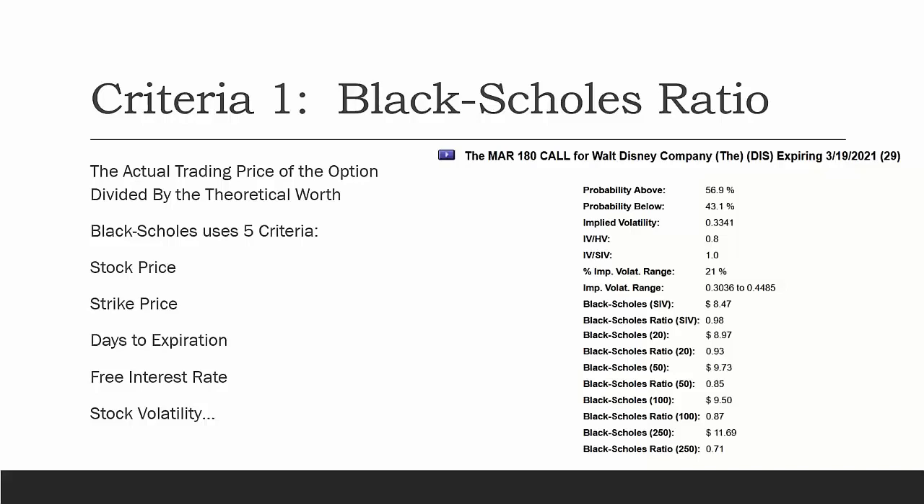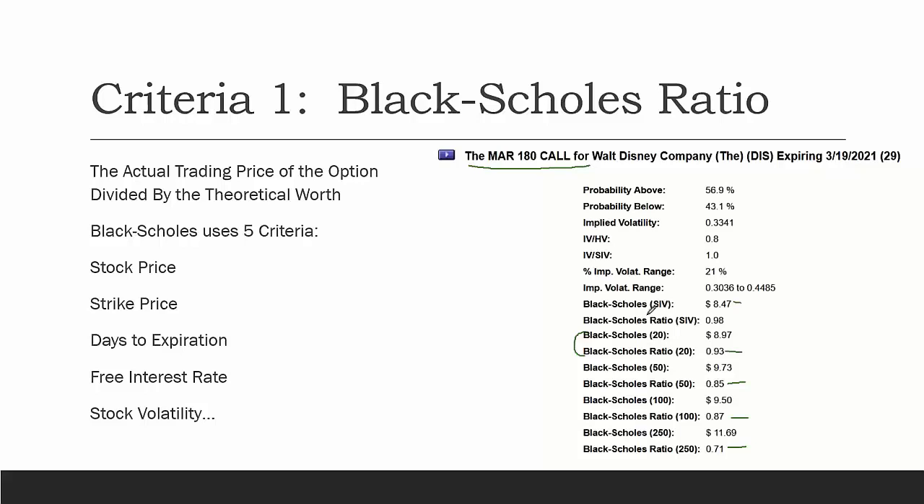Now, over on the right-hand side here, you see our view from the stock research tool. This is the March 180 call that came up in that search looking for undervalued options last night at the close that matched all of these individual criteria. And you see here there is the Black-Scholes 20 and the Black-Scholes ratio 20, less than 1. The Black-Scholes ratio 50, Black-Scholes 100, and 250, and what's called the SIV.